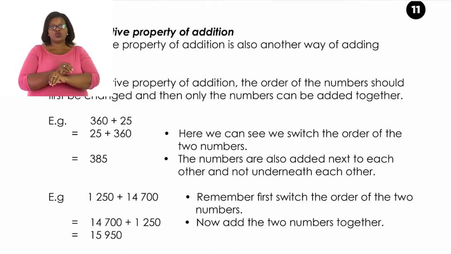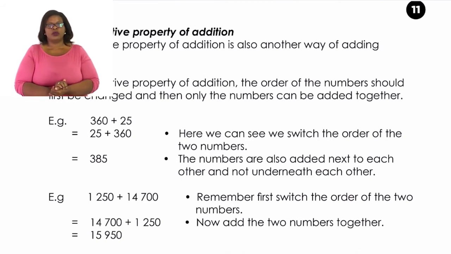But as you see, we did not write it underneath each other, so we will just add it next to each other. Then we say 5 plus 0 equals 5. I write on the 5. 2 plus 6 equals 8. I write on the 8. And then 3 plus nothing equals 3. And 25 plus 360 equals 385.